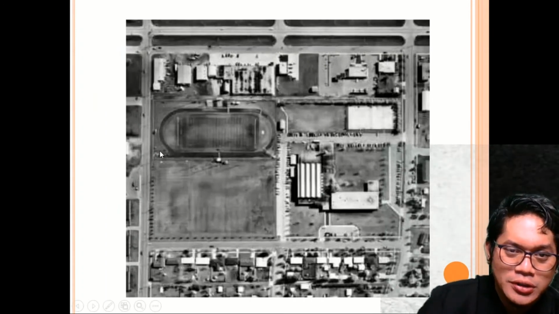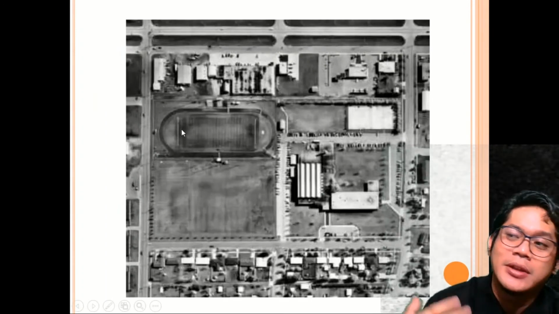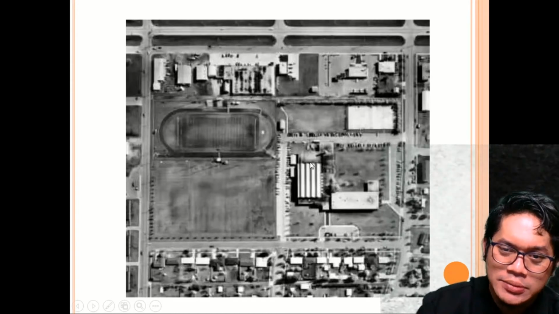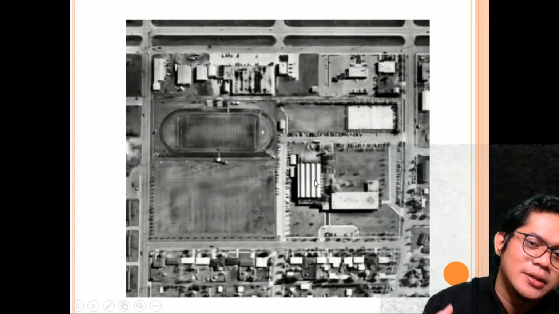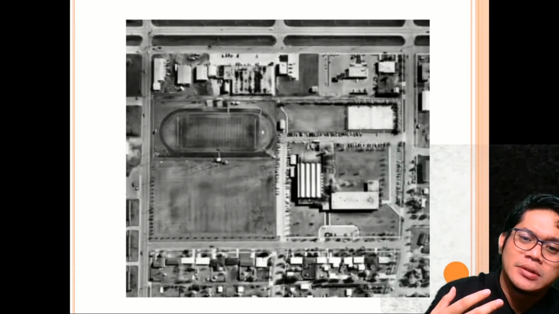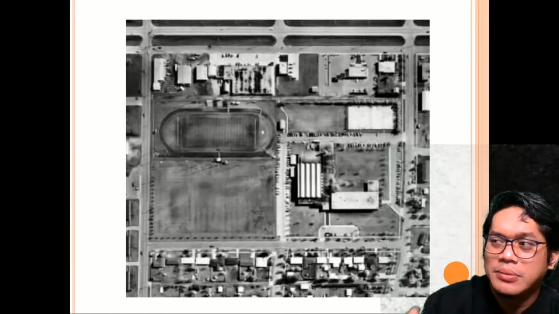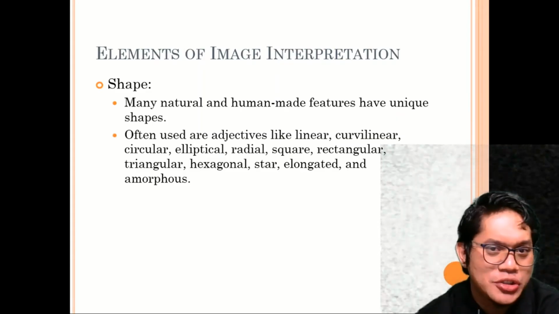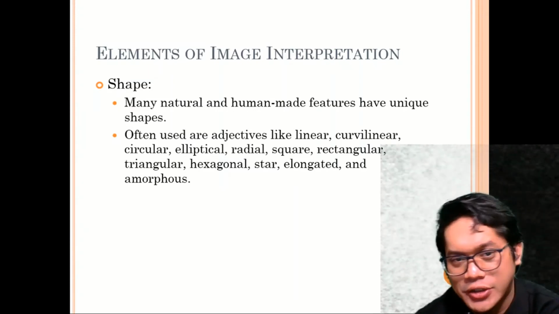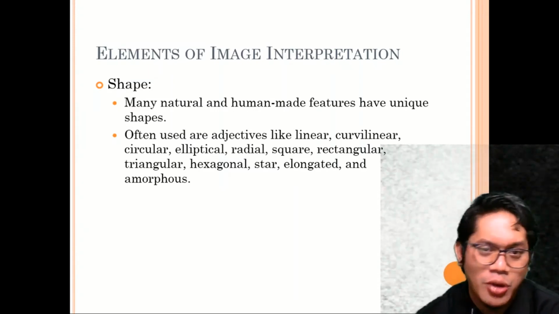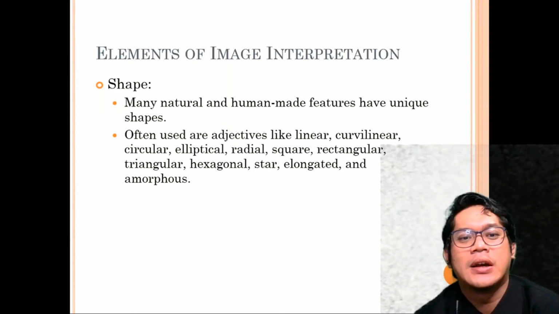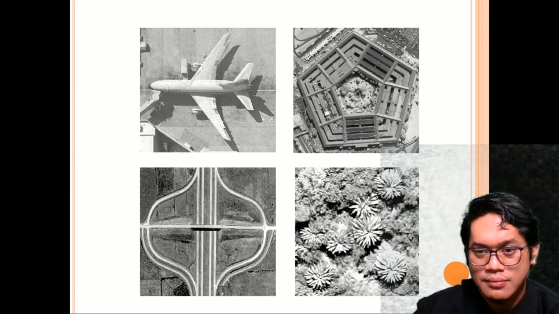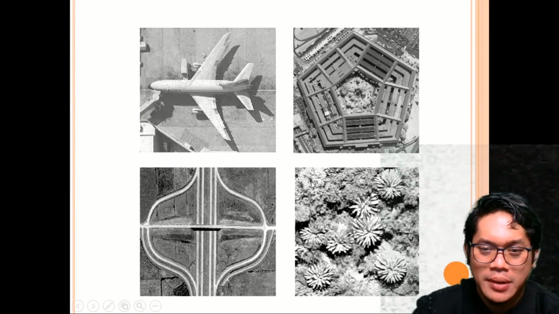Example here, you know that this is the large field, so it might be a football field and more. The houses, you can see how this building is bigger than this one, so you know that it could be either maybe schools, maybe halls, something that you can interpret. And also the shape, where many natural and human-made features do have unique shapes. Usually the natural ones are more abstract, while for human-made the shapes are uniform. Like this. Those three are human-made and this is nature-made.